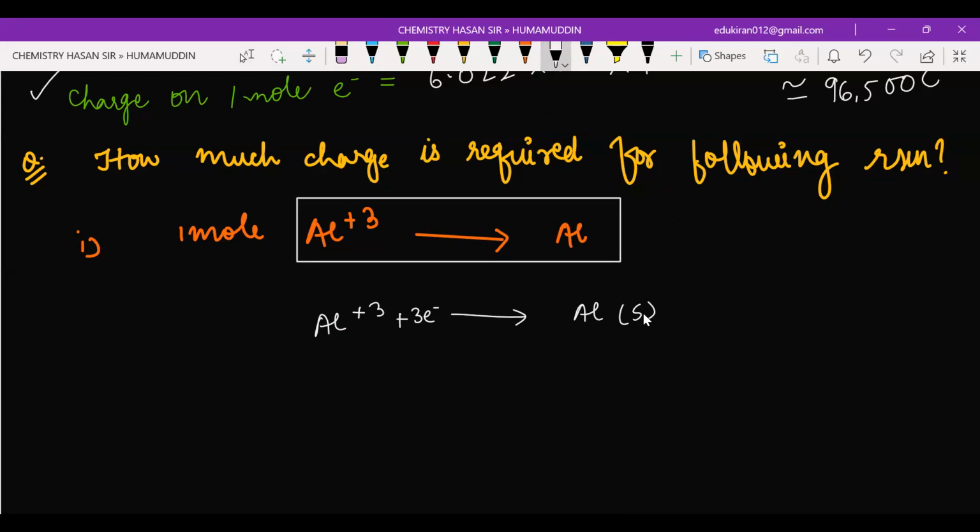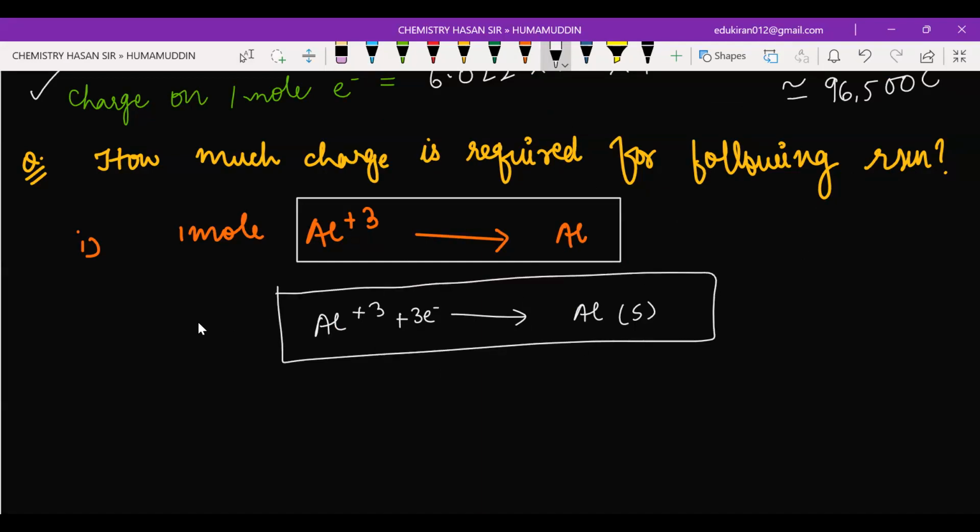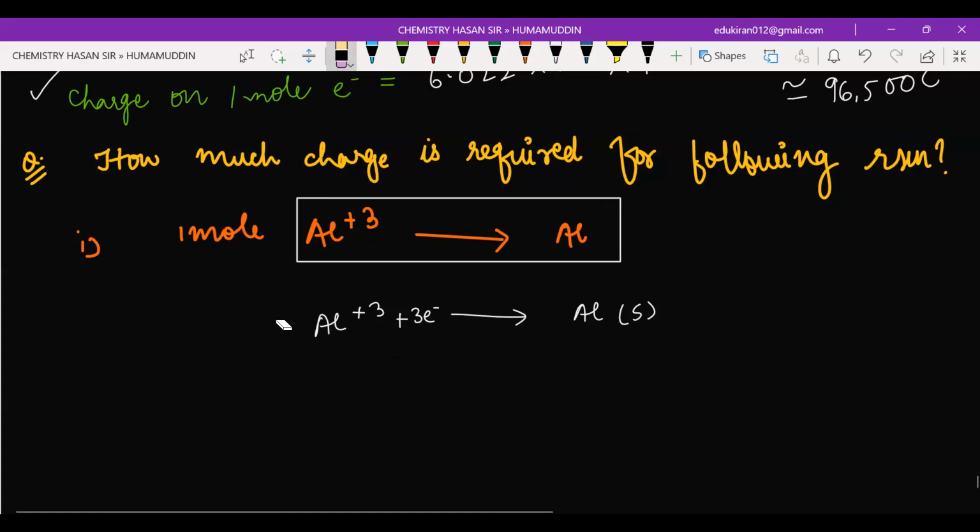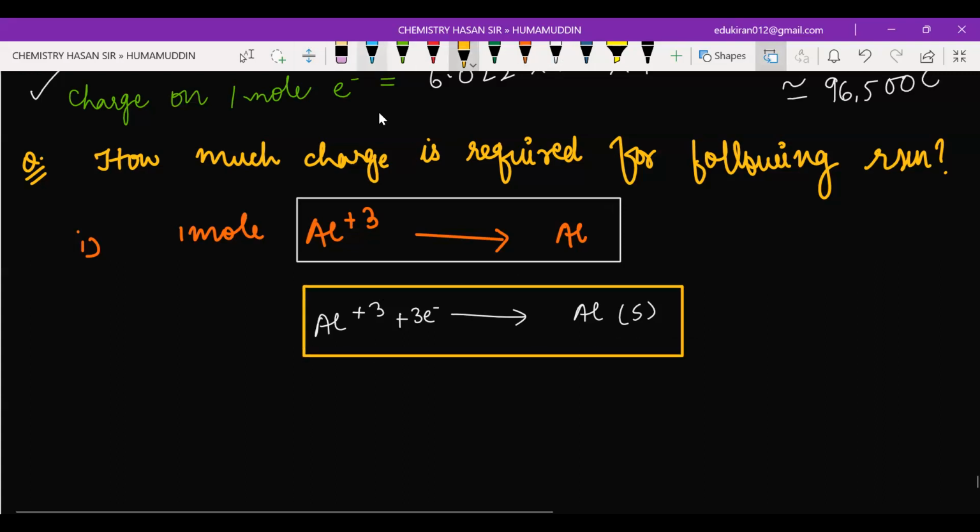Yes. Now, how much charge will it take? Is the reaction balanced, yes or no? What do you think? Yes, the reaction is balanced because you can see one aluminium. What is the charge on the right hand side? 0. And what is the charge on the left hand side? 0. Why? 3 electrons, 1 electron has -1, so 3 electrons will have -3, and +3, that will combine to form 0. So this equation is balanced.